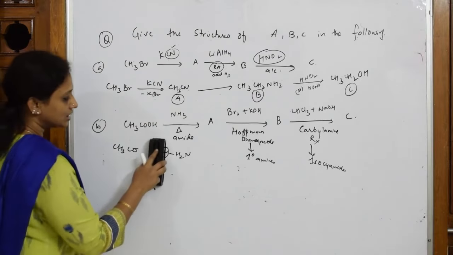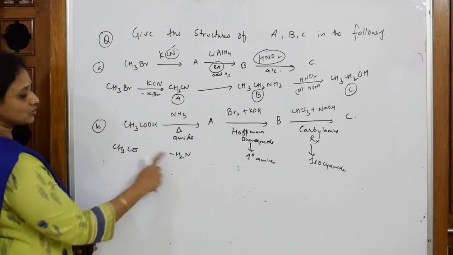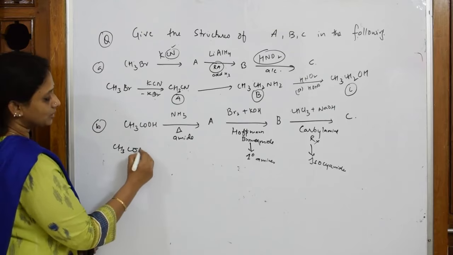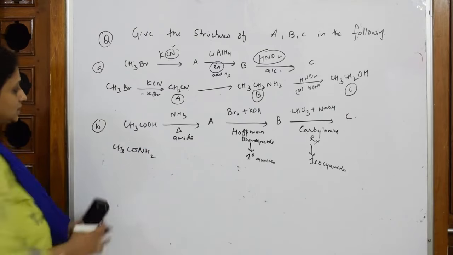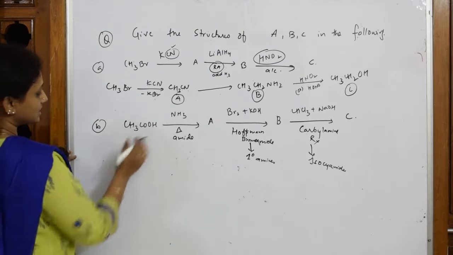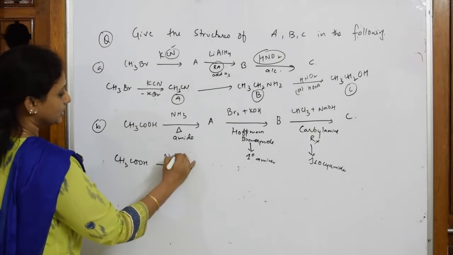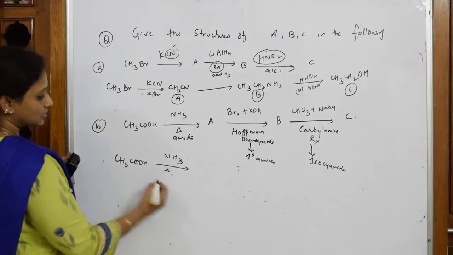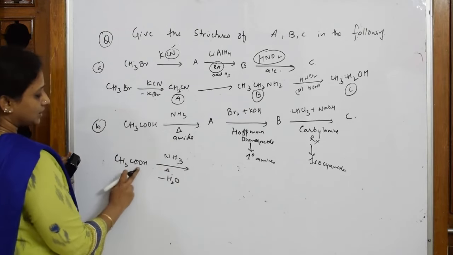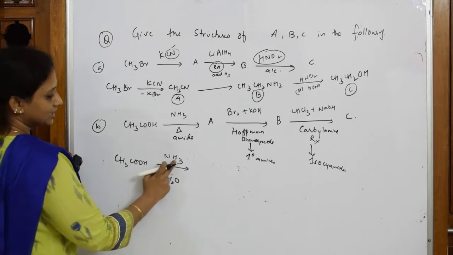So let us remove this water, and when this goes and adds here, what compound do I get? NH2. So write that compound first. Acetic acid in the presence of ammonia and heated. What is released out? Water. OH is replaced by NH2.